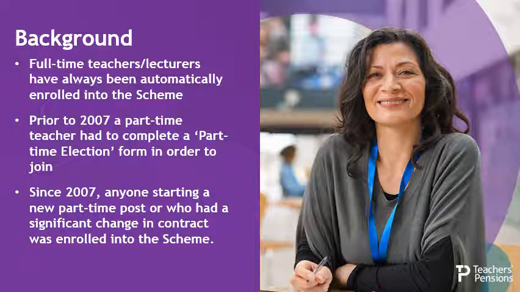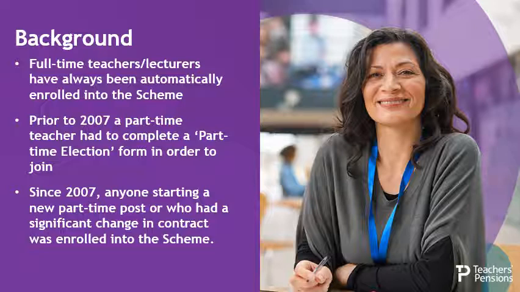For part-time members, anyone who joined the scheme prior to 2007 had to elect to join the Teachers' Pension Scheme, meaning membership wasn't automatic. However, since 2007, any member taking up a new post or who had a significant change in contract as a part-time member were automatically enrolled into the scheme.